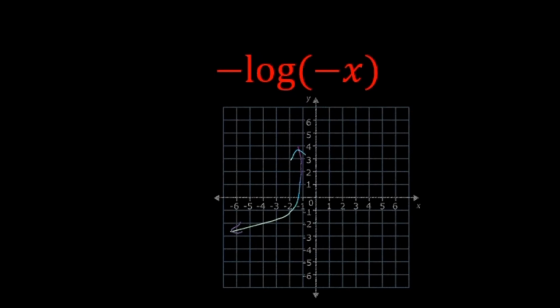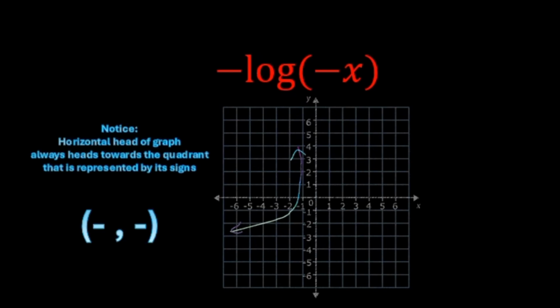Now, we can draw a conclusion from here. Can we say that the horizontal head of the graph always heads towards the quadrant that is represented by its signs? Now what does that mean? See, the logarithm is negative and x is also negative. Therefore negative comma negative, which is the third quadrant. The horizontal head of the graph does head towards the third quadrant. That's a way we can just understand logarithmic graphs.